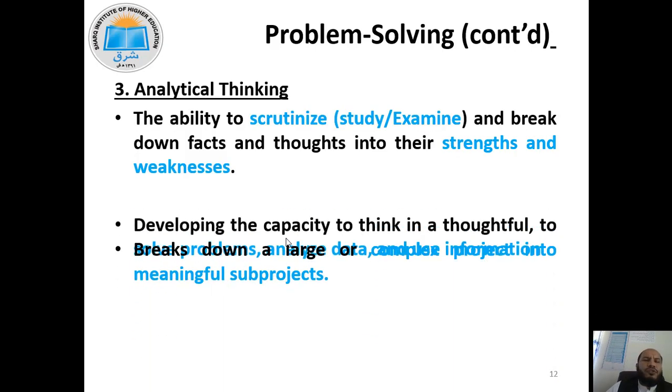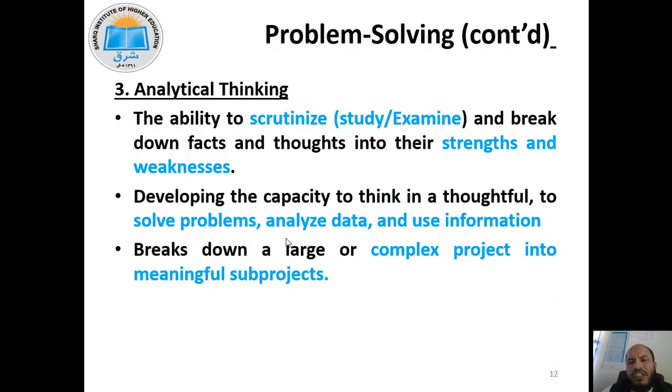A project manager should have the ability to study and scrutinize the environment and break down facts and thoughts into their strengths and weaknesses. So he should analyze the environment and understand the strengths of the organization or company, and he should know about the weaknesses. He should collect information and use this information and analyze data for solving problems.